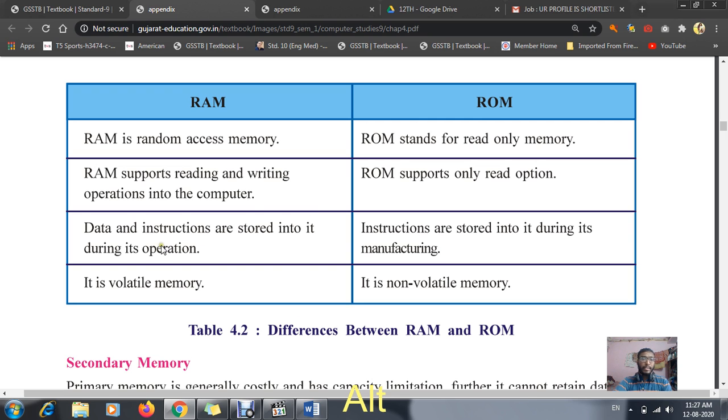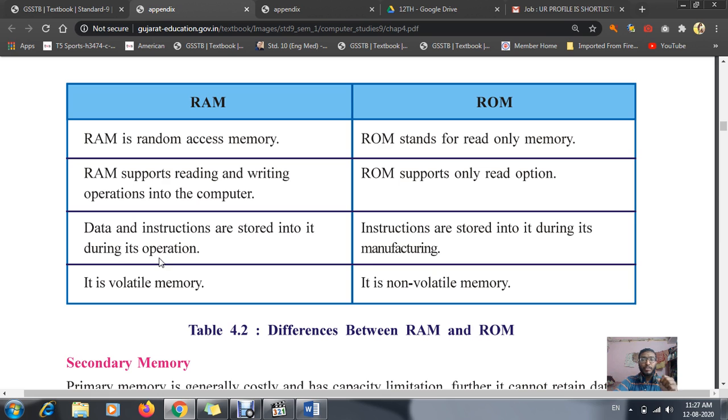Next, in RAM data and instructions are stored during its operations. That means in real time we can store our data as we need. Whereas in ROM the instructions are stored during its manufacturing. That means in the initial stage only, the whole data has been saved in ROM.